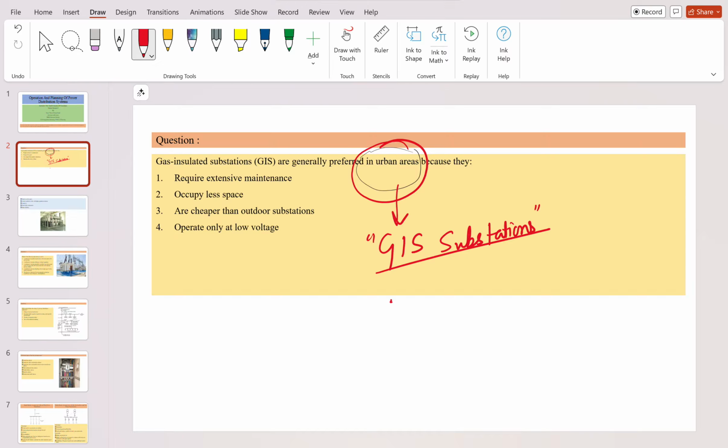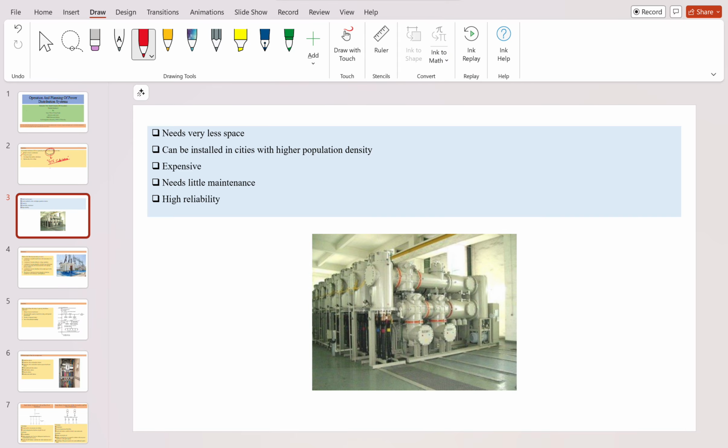Okay, let me give the solution. Actually, this occupies less space, so that's why it is preferred in urban areas. You can see in the picture, this is a gas insulated switchgear in the substation. They need very little space because you see the structure, it occupies less space and can be installed in cities with a higher population density, because the space constraint will be there. So that's why the GIS substation is preferred.